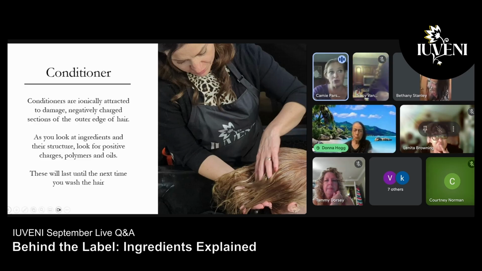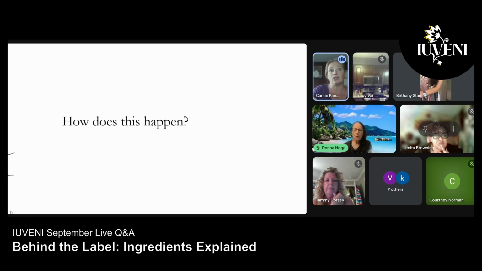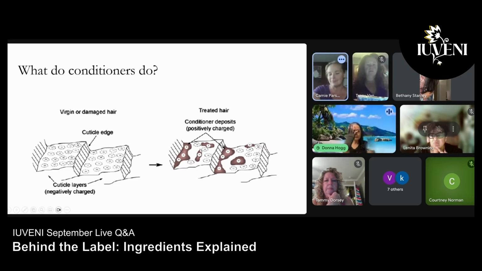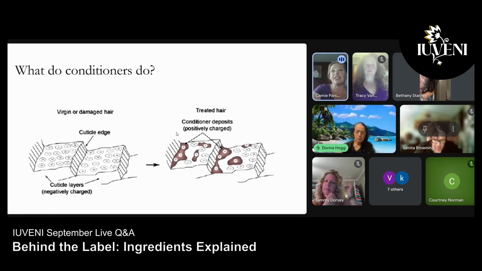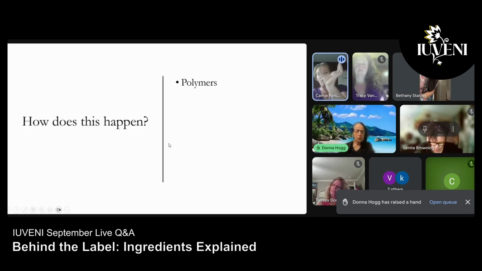Next time you wash your hair, guess what goes away? Because you're using water and a surfactant. That's going to get in between, and this is going to wash away. Yes, it's gone.